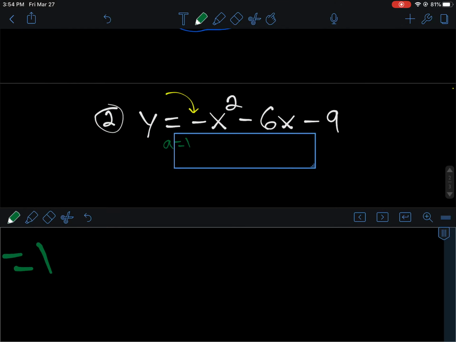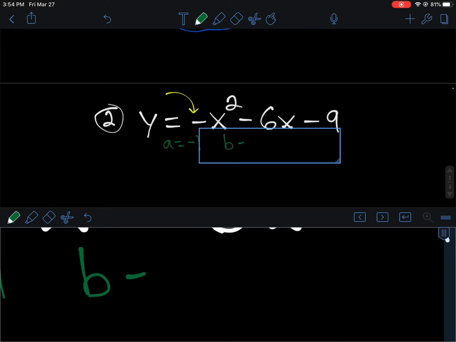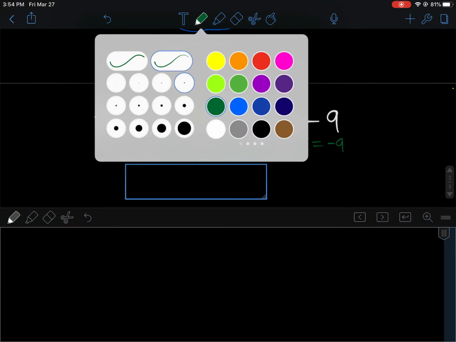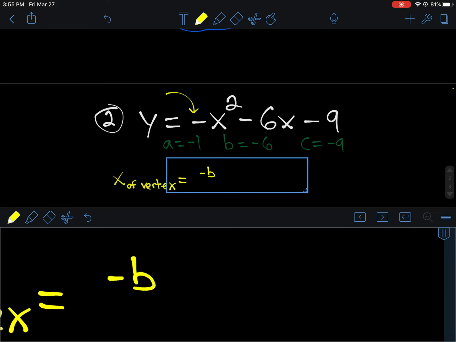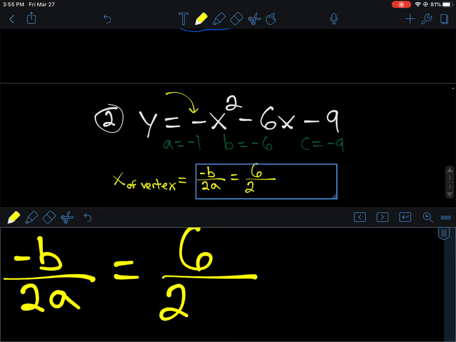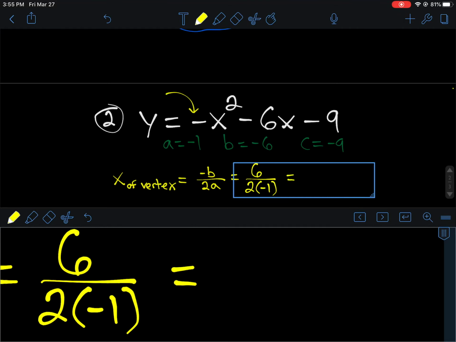So if you look here, the first thing you have to be able to do too is be able to identify your a. In that case, it's not 1. My a is negative 1, my b is negative 6, and my c is negative 9. Now when I do the x of the vertex in this case, again, the x of the vertex is going to equal opposite of b all over 2a. So in this case, it's going to be the opposite of negative 6, which is 6, all over 2 times negative 1. There will always be a 2 there. And again, if you want to put this in your calculator in decimals, you can, but 6 divided by 2 times negative 1 would be 6 divided by negative 2, which would be negative 3.